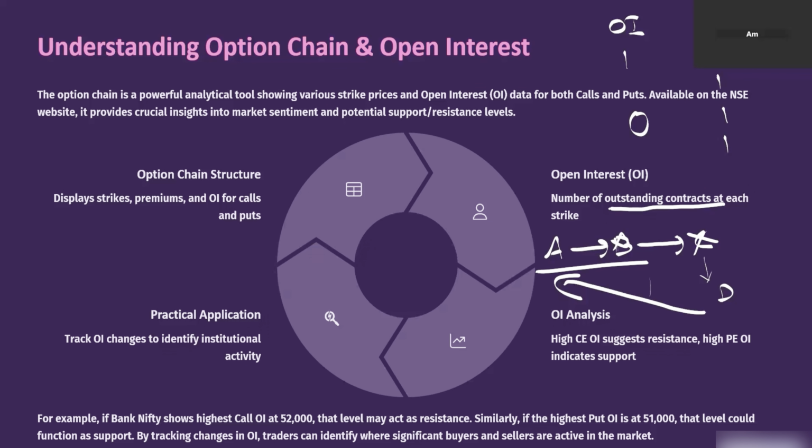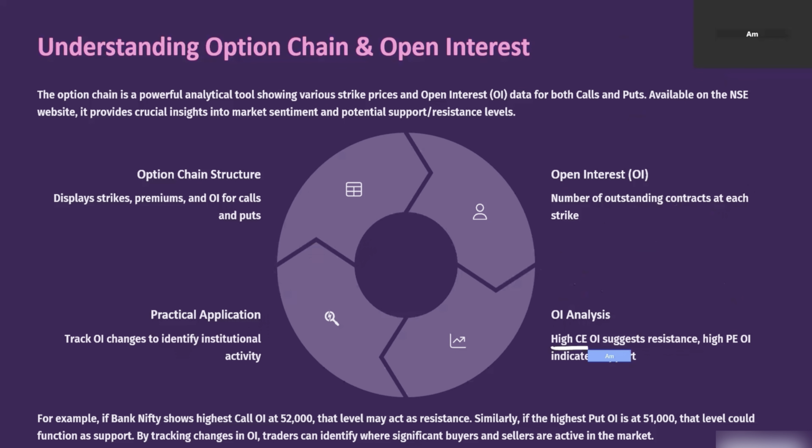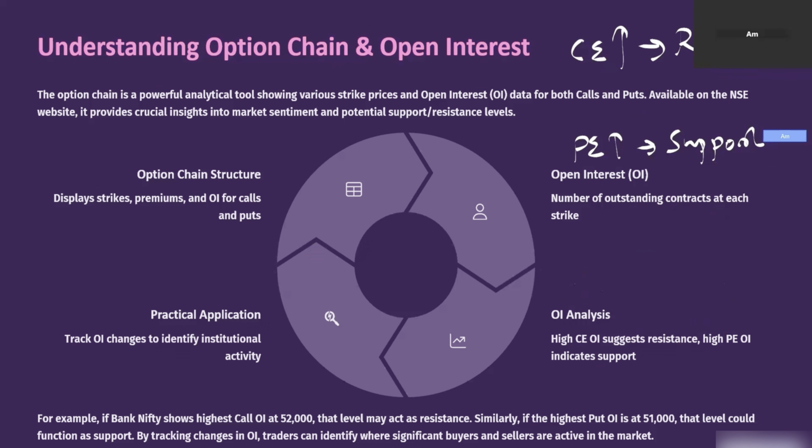Okay. So high call open interest, that is a resistance. High put open interest is support. So where CE is higher, you will identify that, and where PE is higher, you will identify that. So this will be your resistance and this will be your support. So higher CE, your resistance, higher PE, your support.